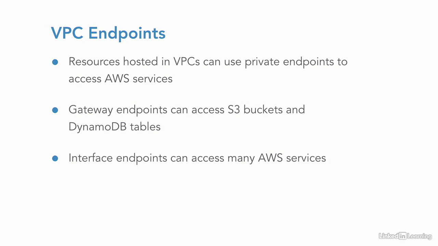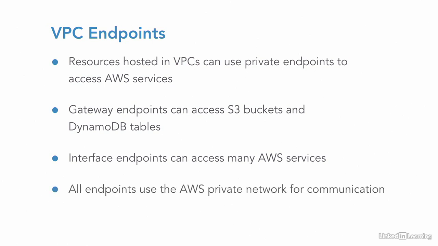An interface endpoint is a network interface endpoint. That is, it's a private IP address, a private network interface card on the subnet where your instances are located, pointing directly to the AWS service, i.e. privately. And all endpoint communication is using the AWS private network for communication. So we keep everything nice and private.